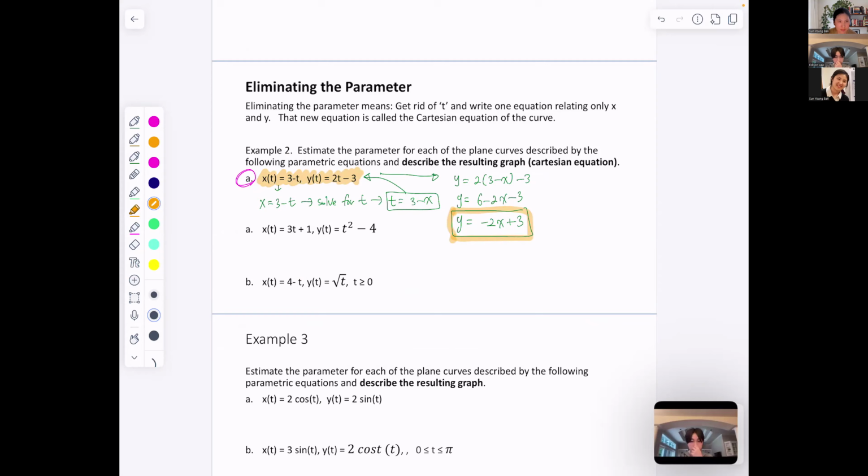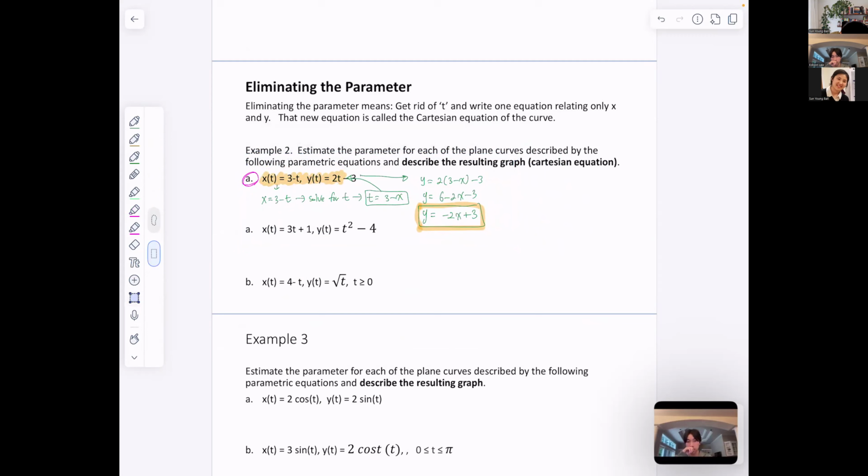Or maybe you feel like, is it really true? Let's check with the graph. So I'm going to make the chart. I'm going to make this a little bit smaller. So let's really check it out, guys. We have t, and then I have the x function, 3 minus t, and I have the y function, 2t minus 3. Let's choose random numbers: negative 2, negative 1, 0, 1, 2, 3. Let's plug them in.